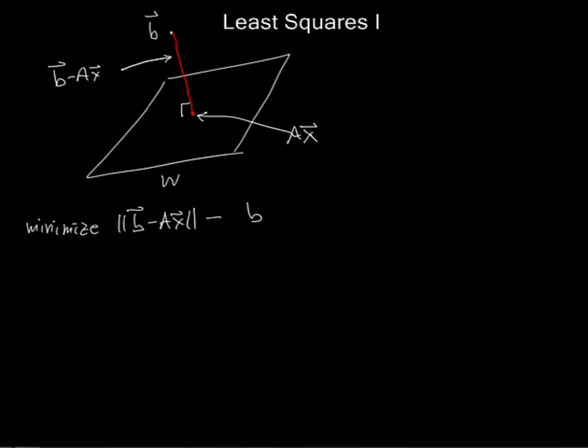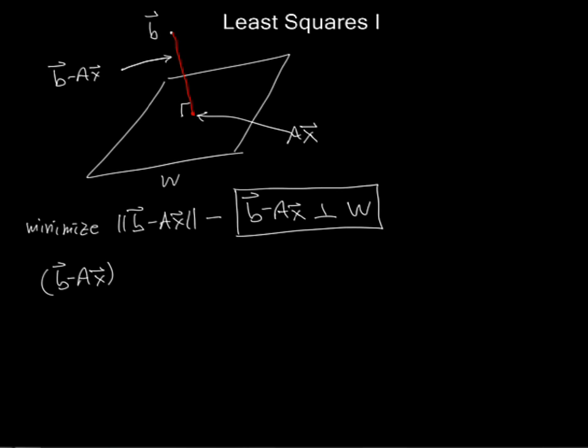So look at this vector b minus Ax right here, this red line. What we're saying is that's perpendicular to the space W, which is the column space of A. So that's how we find x. We want to check that b minus Ax is perpendicular to the column space of A.